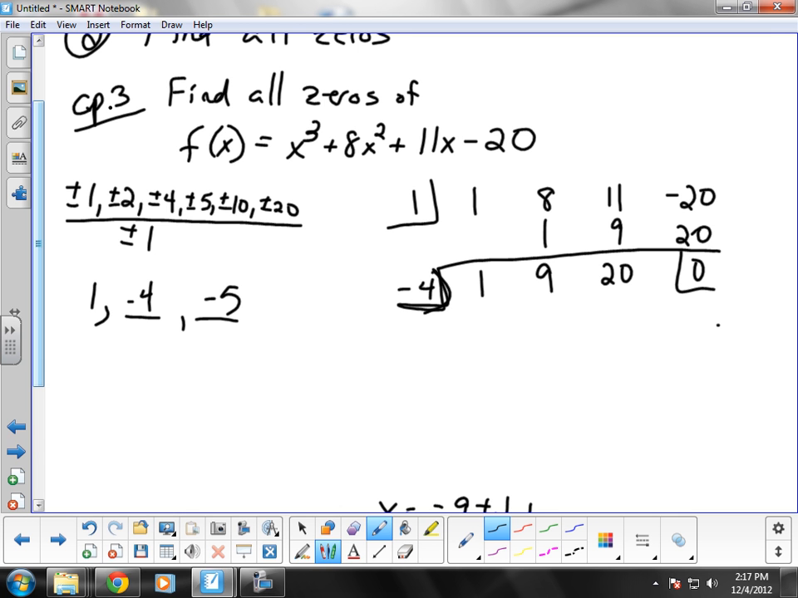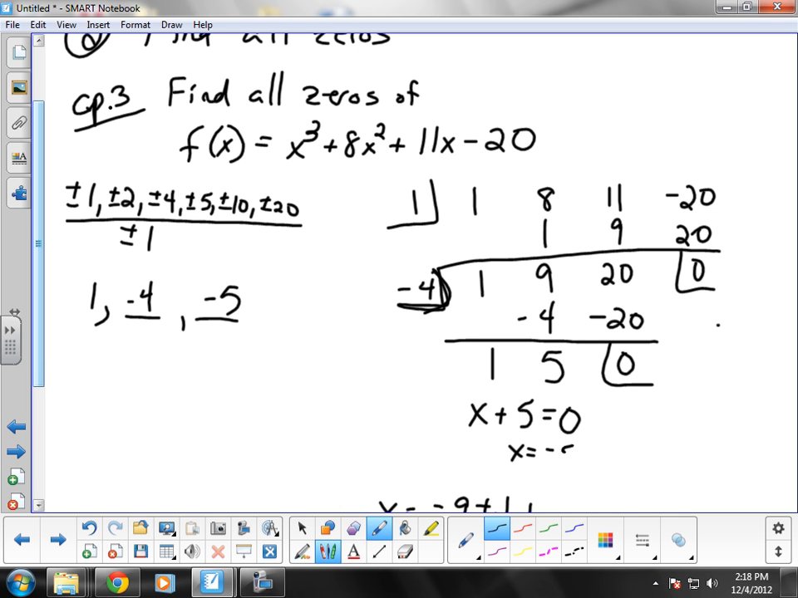Try not to be so sloppy. Okay, and so you put the negative 4 into the result that you got from the first set of synthetic division, because what you're going to want to do is reduce every time. So don't go back to the original and try negative 4, okay? You understand what I'm saying to you? And see what would happen here is you get 1, negative 4, you get 5, negative 20 would give you 0. And then this says x plus 5 is equal to 0, so x is also negative 5.